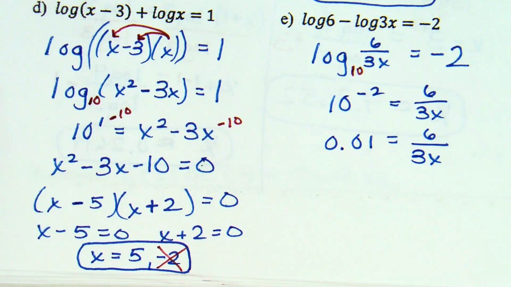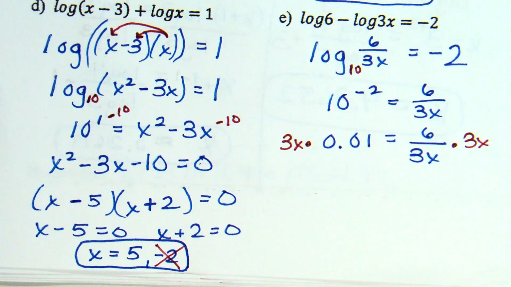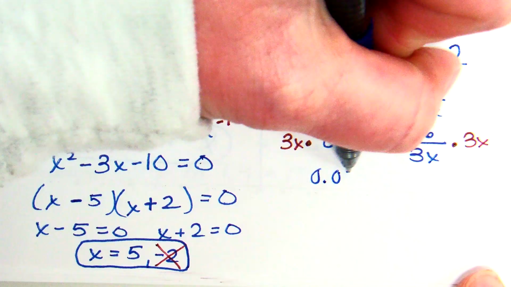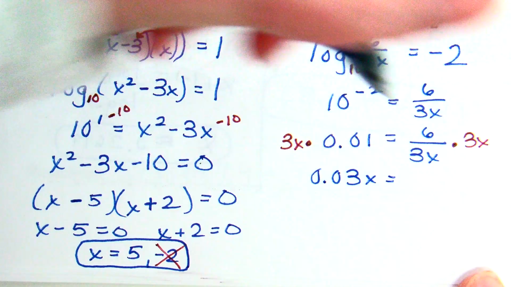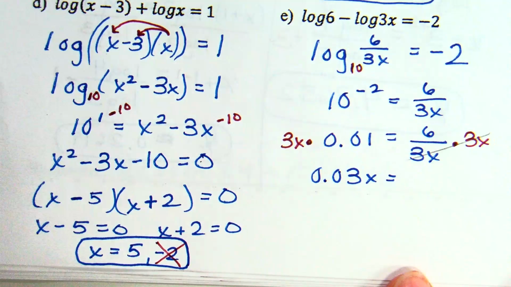Now, I've got a fraction. How do I get rid of a denominator in a fraction? Multiply. If it's 6 divided by 3x, we want to multiply by that denominator of 3x. If I multiply one side by 3x, multiply the other side. What is 3x times 0.01? About 0.03x. 3 times 100th, it's going to be 300ths. On the other side, the 3x's cancel, and I have 6.